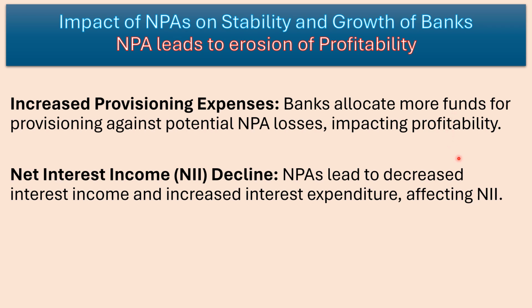Net interest income decline. NPAs lead to decreased interest income and increased interest expenditure, affecting net interest income. Banks' net interest income falls due to lower interest earnings on loans and higher interest paid on deposits. Commercial banks' net profit margin shrinks due to increased provisioning for NPAs and reduced net interest income.